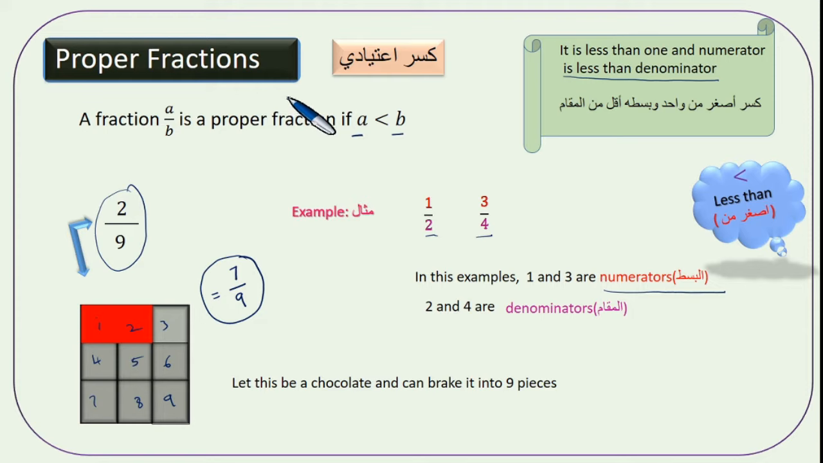I hope it's clear. It's very simple. Proper fraction: a is less than b. That's all. Is it clear? It is always less than 1, one part only, from one whole. If something is taken away, then that will always be less than 1. Right? Now, let me see improper fractions.